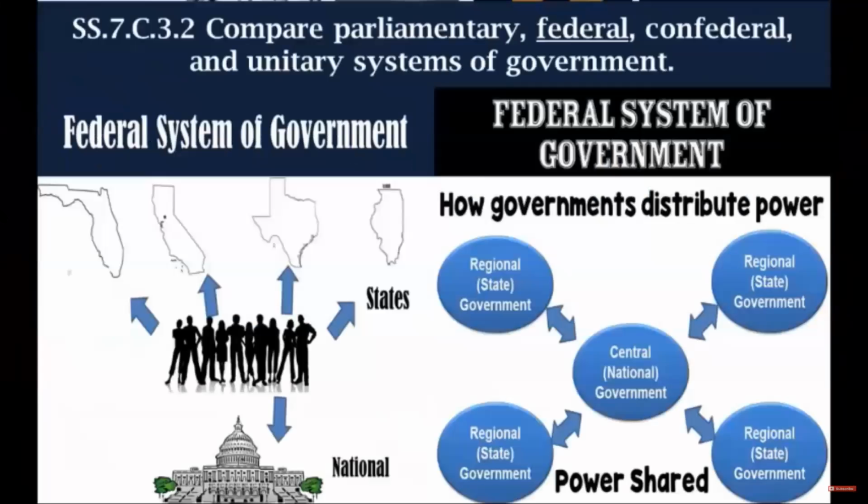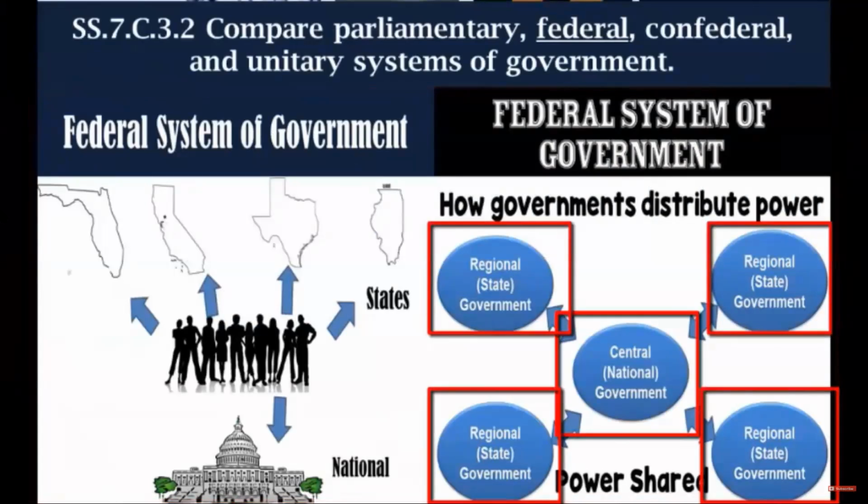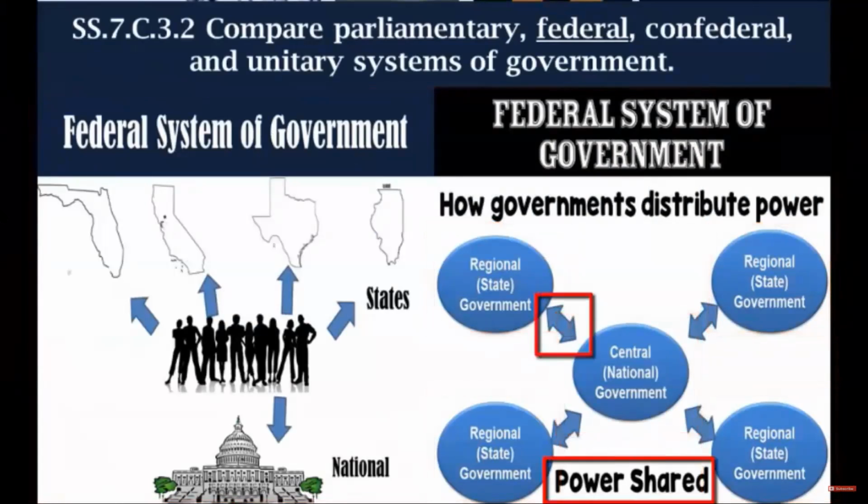Systems of government describe how power flows between the different levels of government. For instance, America has a federal system of government in which power is shared between the national or central government and state or regional governments. Look for arrows explaining the direction power flows.